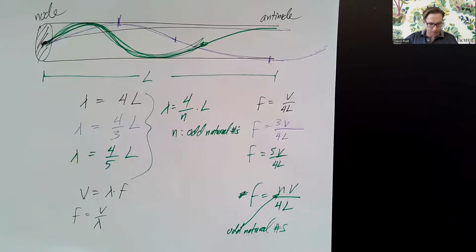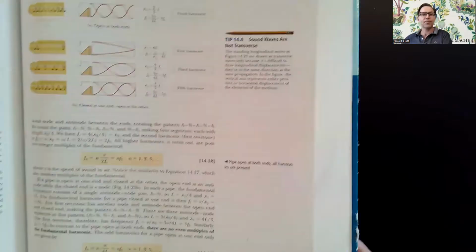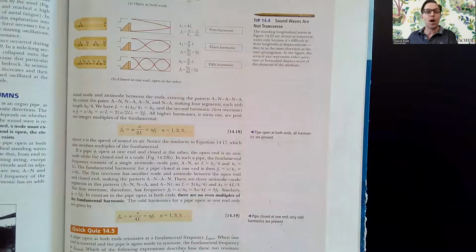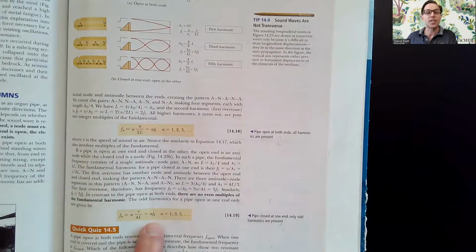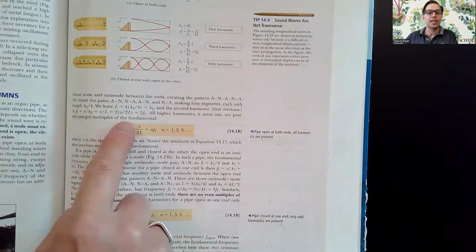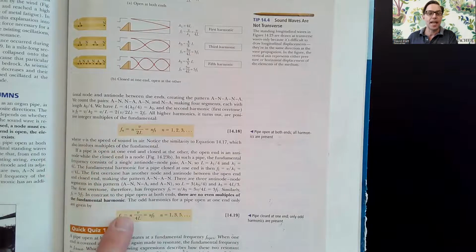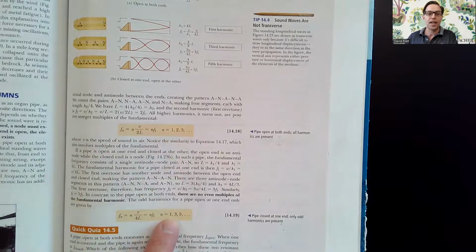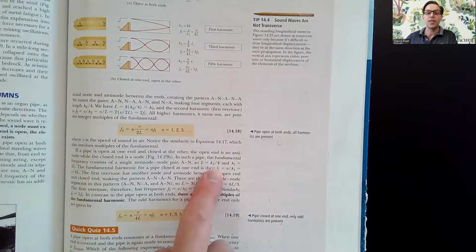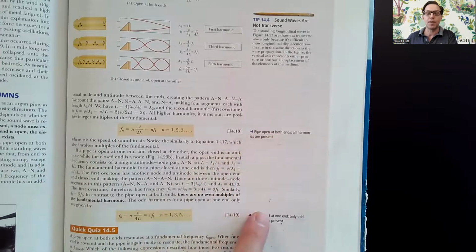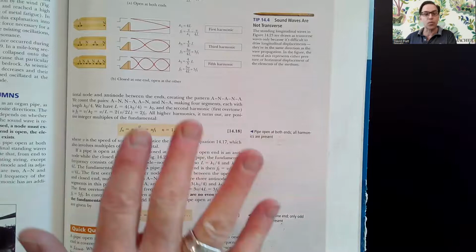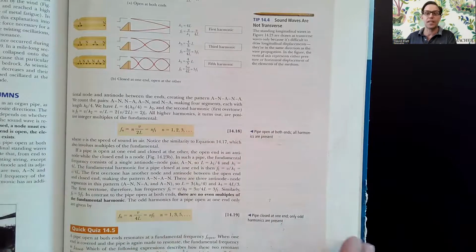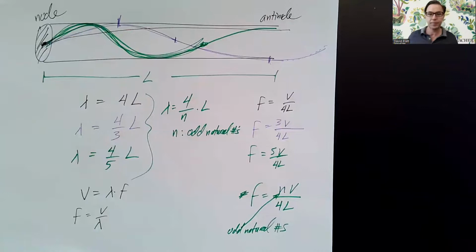Now, if you've read your textbook, then you know that these two equations on page 481 are the ones I just derived. The frequency is NV over 2L and NV over 4L, where here N is the natural numbers and here N is the odd natural numbers. And this says pipe open at both ends and this says pipe closed at one end. So I've just derived these two equations, 418 and 419, for you. And there they are.